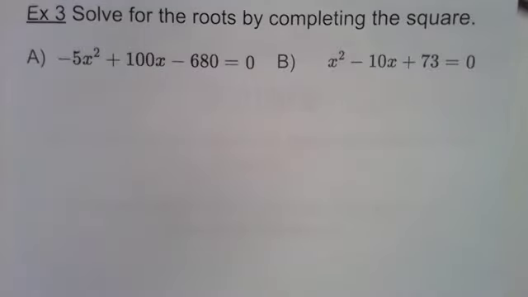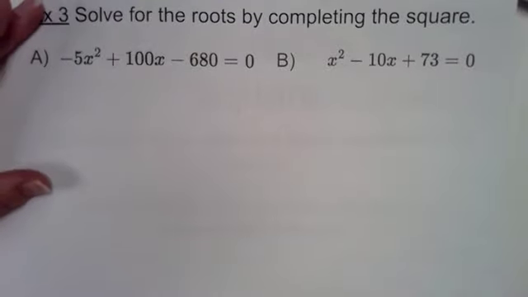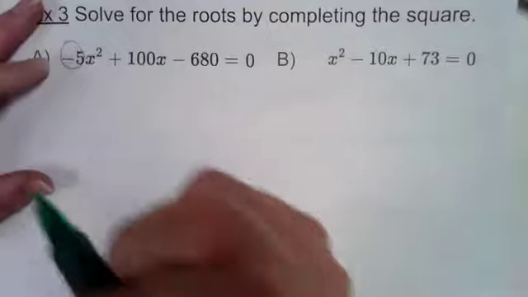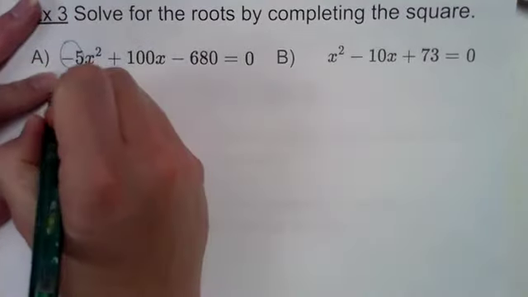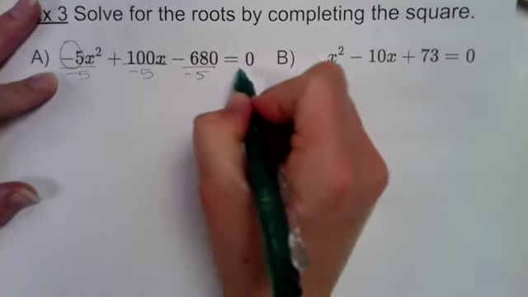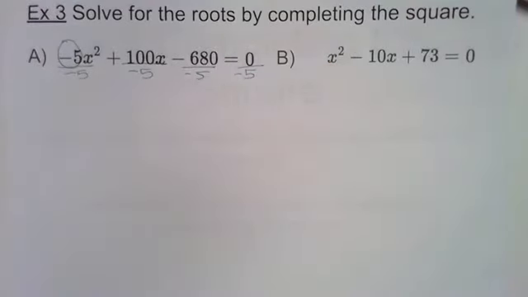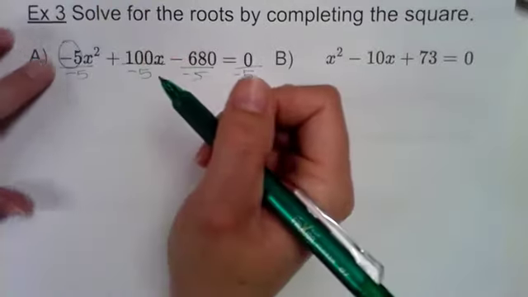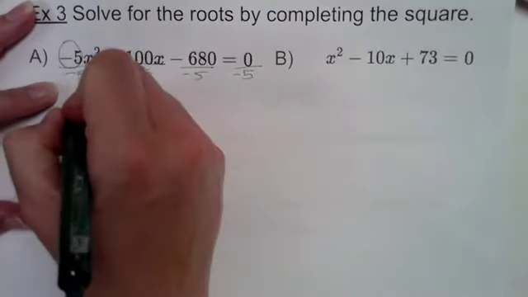What should we do first, ladies and gents? Divide, yes, we've got a number in front that we have to get rid of, so we definitely want to do that. So let's divide everything by negative 5. And again, as long as you multiply everything or divide by everything, we aren't changing our equation at all. How does that clean up?